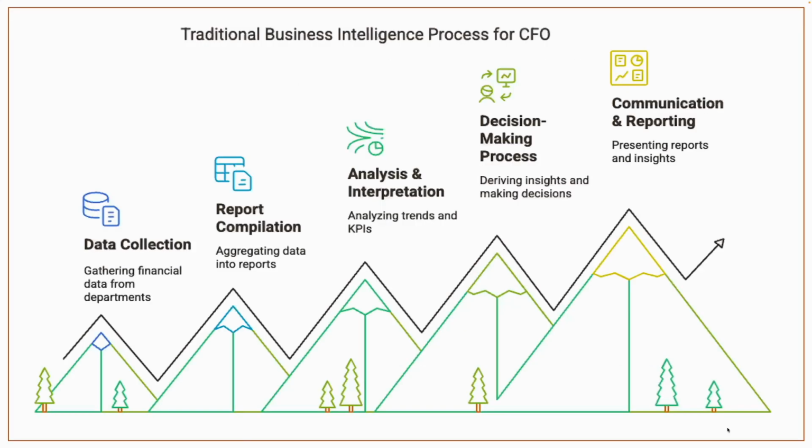So let's take an example of the traditional way and modern way of gathering information. We'll take the example of the CFO of an organization. This is the traditional way of collecting information. The first step, as you can see here, is data collection, which is manual data collection from various departments. Then there's report compilation by the CFO department by aggregating data into reports. Then they are analyzing trends and KPIs. This is again manual or using Excel at max.